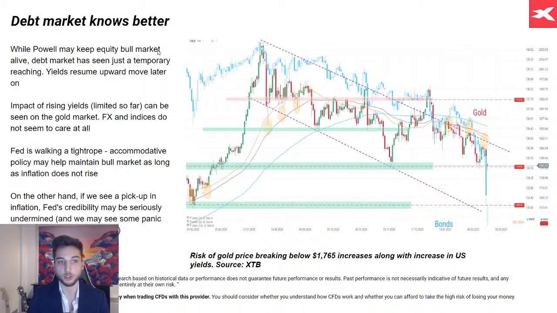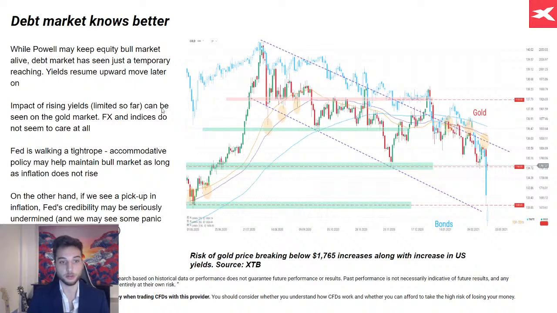While Powell may keep the equity bull market alive, which is the S&P, the debt market has seen just a temporary reaching. Yields resume their upward move later on. So red is the gold. The actual chart is the gold, while the blue superimposed chart, this is a feature on the X station, you can have multiple charts at once, is the US T-note. So you can see that gold is falling, but also the US T-note is falling. And these are the bonds, and as they fall, generally the yield rises.